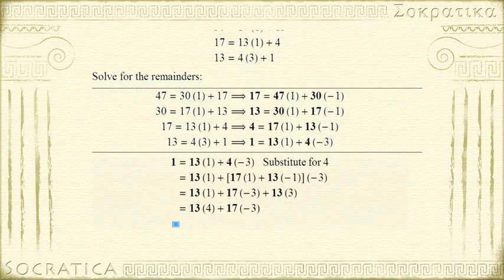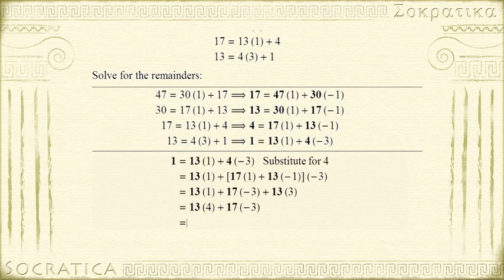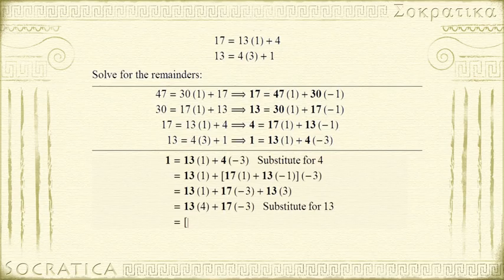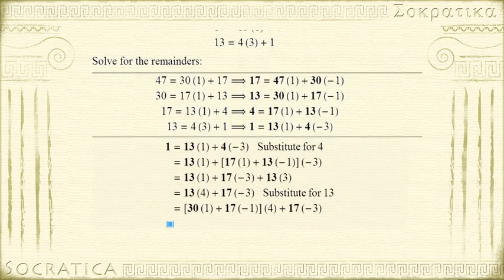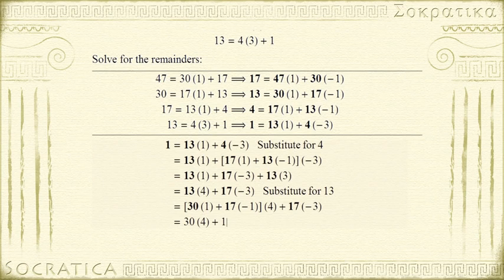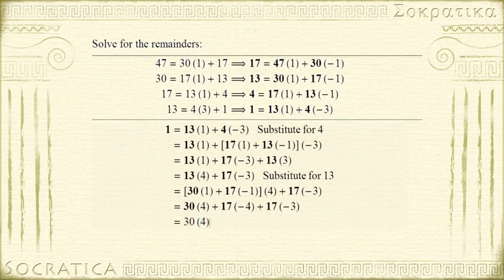Now look at our remainder equations, and if we go up one more, we now have 13 written in terms of 30 and 17. So we're going to substitute that in for 13. And we do that, and we get 30 times 1 plus 17 times negative 1, all of that times 4, plus 17 times negative 3. Once again, distribute the 4 and take care to multiply the numbers in parentheses by 4, not the 30 and 17 themselves. That gives us 30 times 4 plus 17 times negative 4 plus 17 times negative 3. Combining like terms, we have 30 times 4 plus 17 times negative 7.